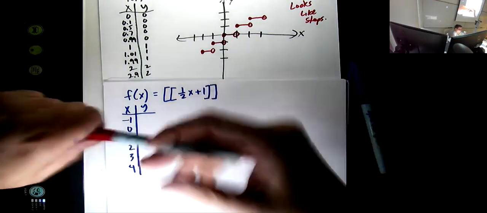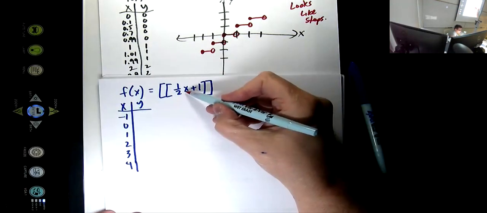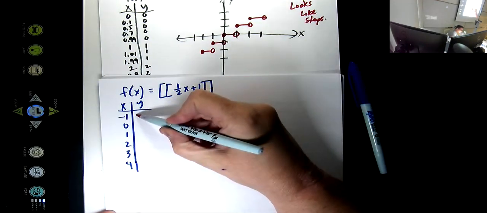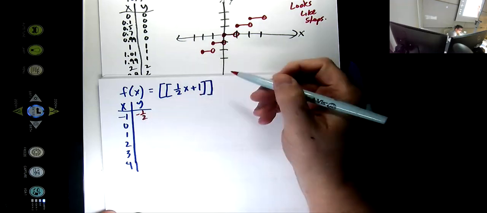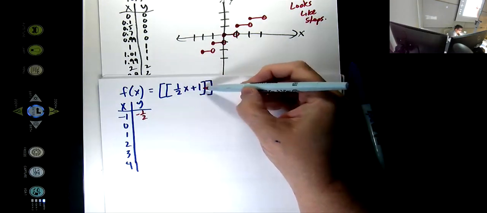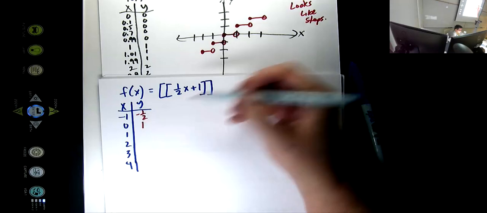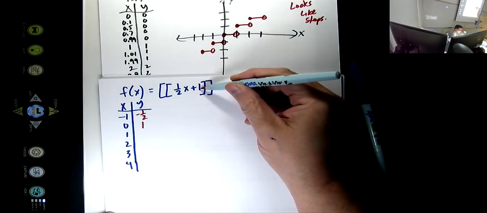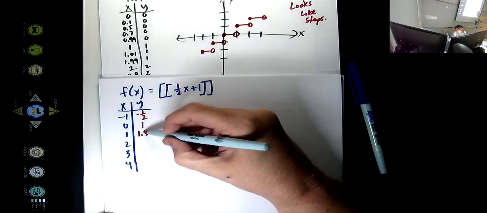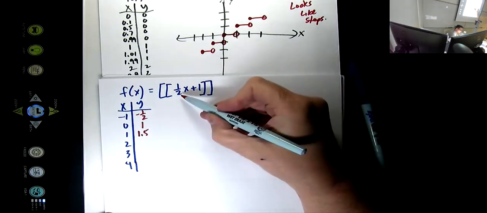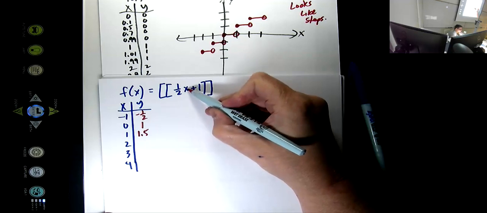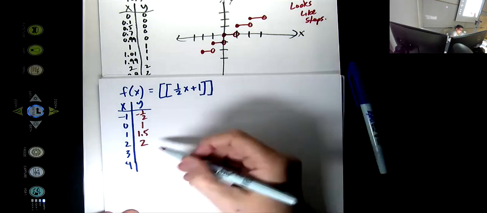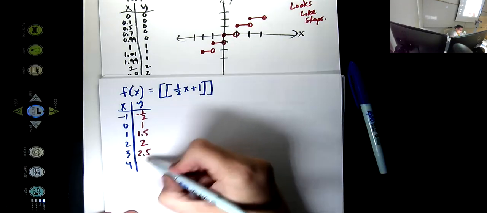If I stick in -1, I get -1/2 plus 1, which is 1/2. If I stick in 0, I get 1. If I stick in 1, I get 1.5. If I stick in 2, 1/2 times 2 is 1, plus 1 is 2. Looks like these are increasing by 0.5 as I go along.